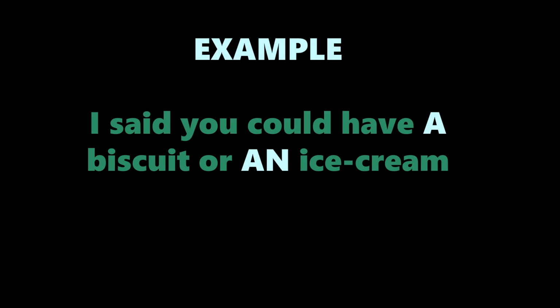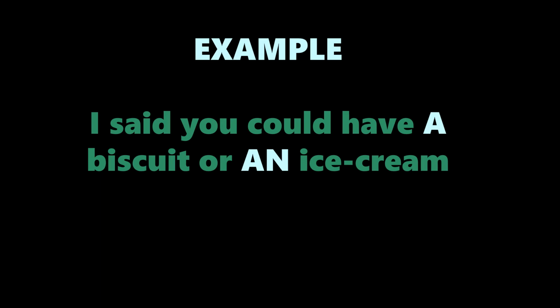So let's have a look at an example then. First of all, I'm going to read this sentence with no emphasis, just as a baseline. I said you could have a biscuit or an ice cream. So a biscuit or an ice cream. It doesn't really have much feeling to it.